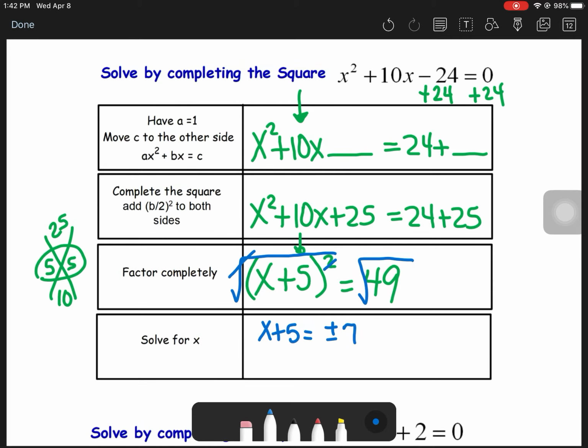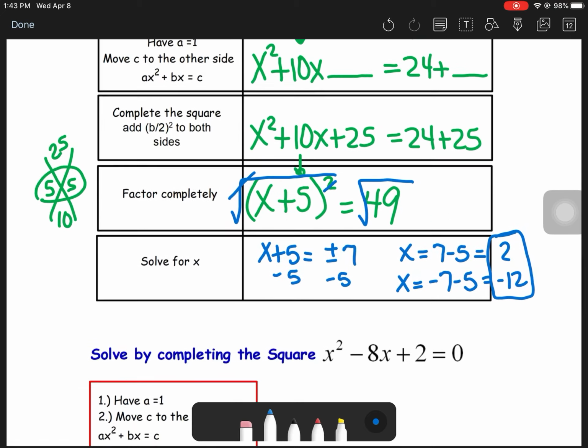So now what we're going to do is we're going to subtract 5 from both sides, and then we have 2 math problems to solve. We have 7 minus 5, and we have negative 7 minus 5. 7 minus 5 is 2, and negative 7 minus 5 is negative 12. So those are our 2 solutions when we complete the square.